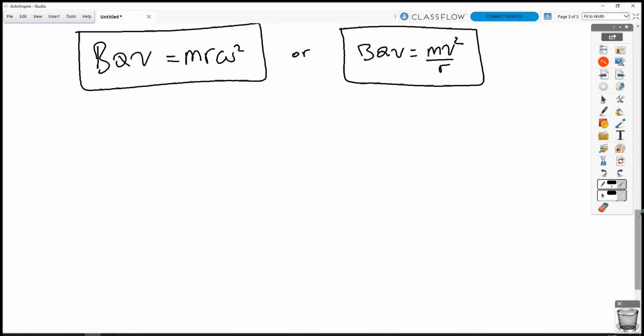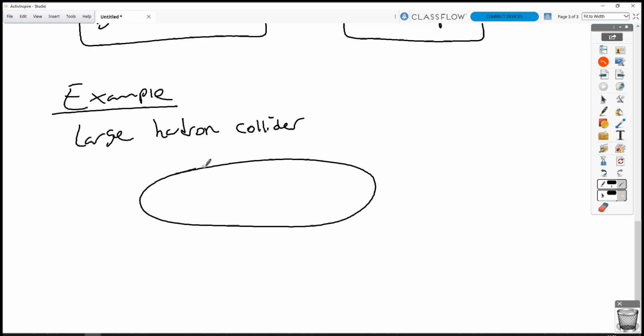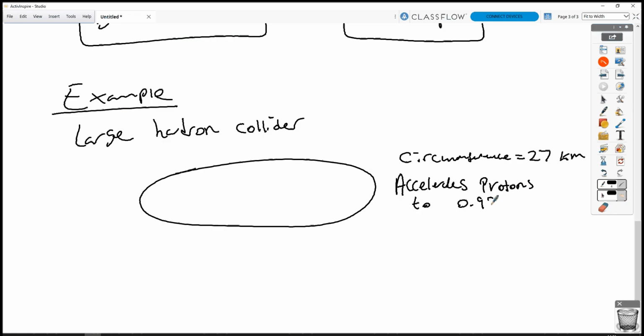Let's do an example. So if we have a Large Hadron Collider, this is a very, very large circle. It's got a circumference of 27 kilometers, and it accelerates protons to 0.98 C.